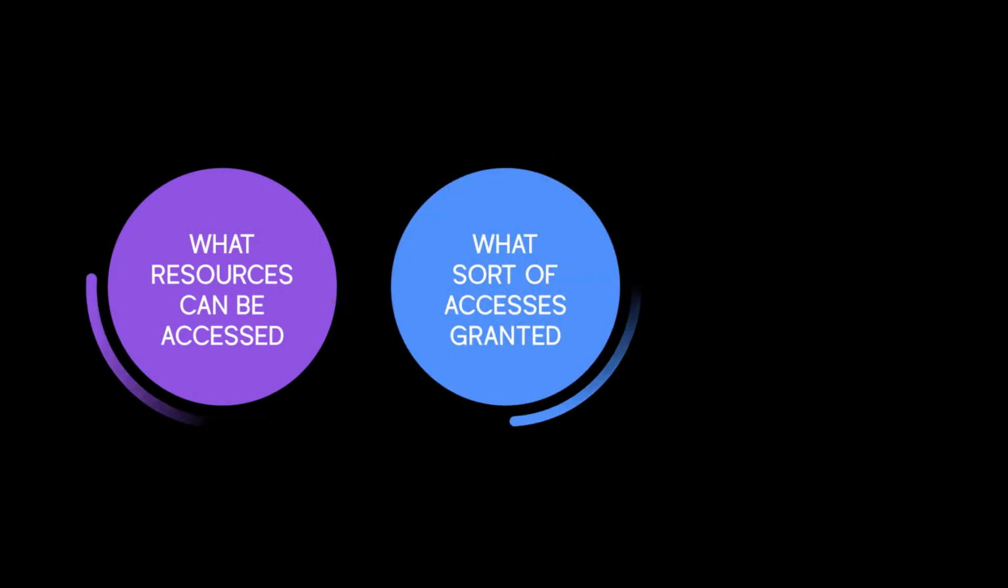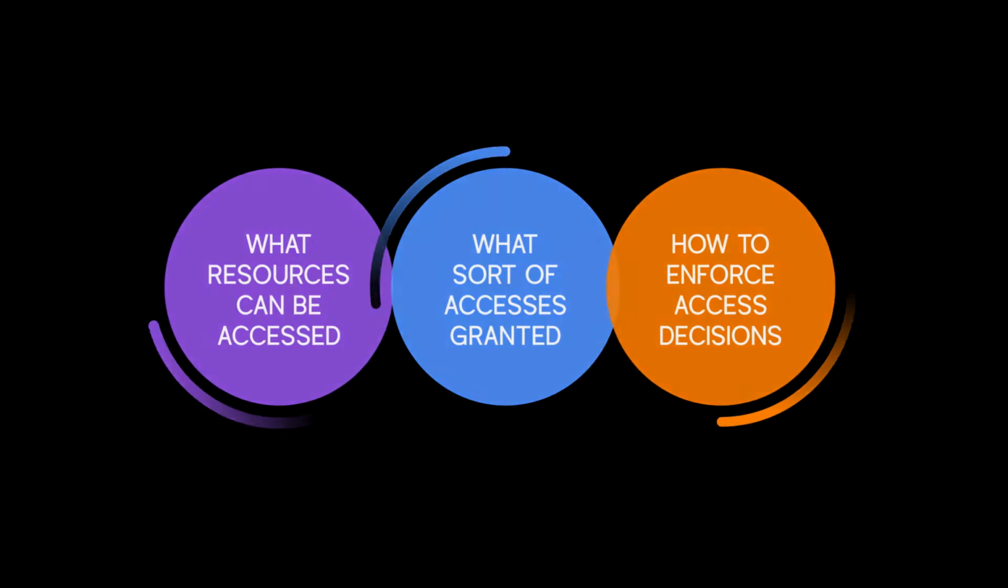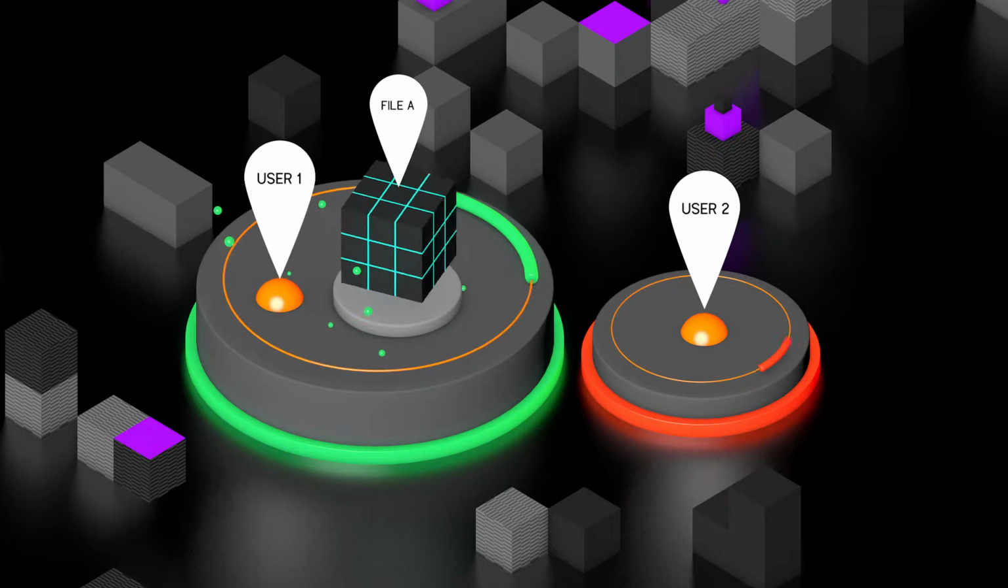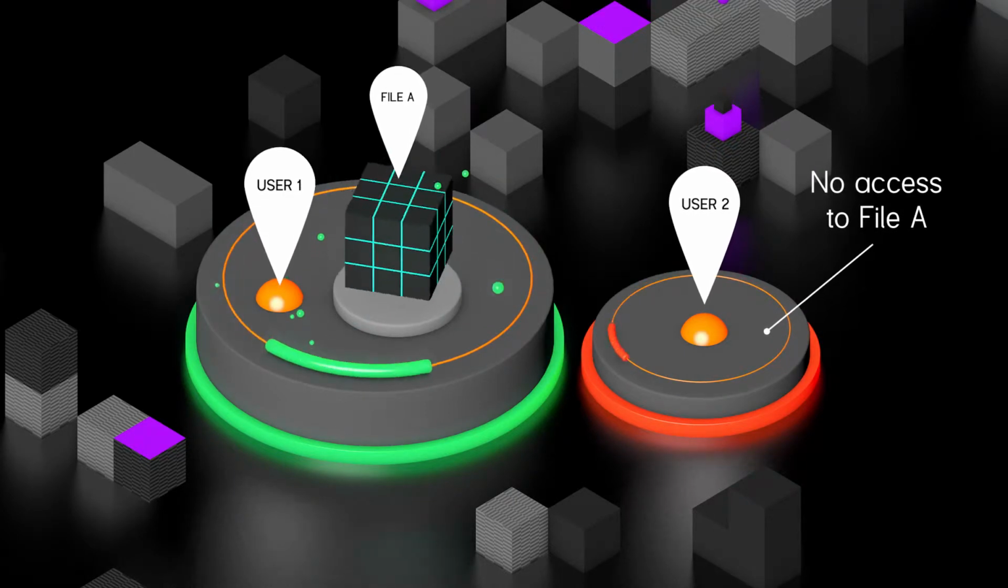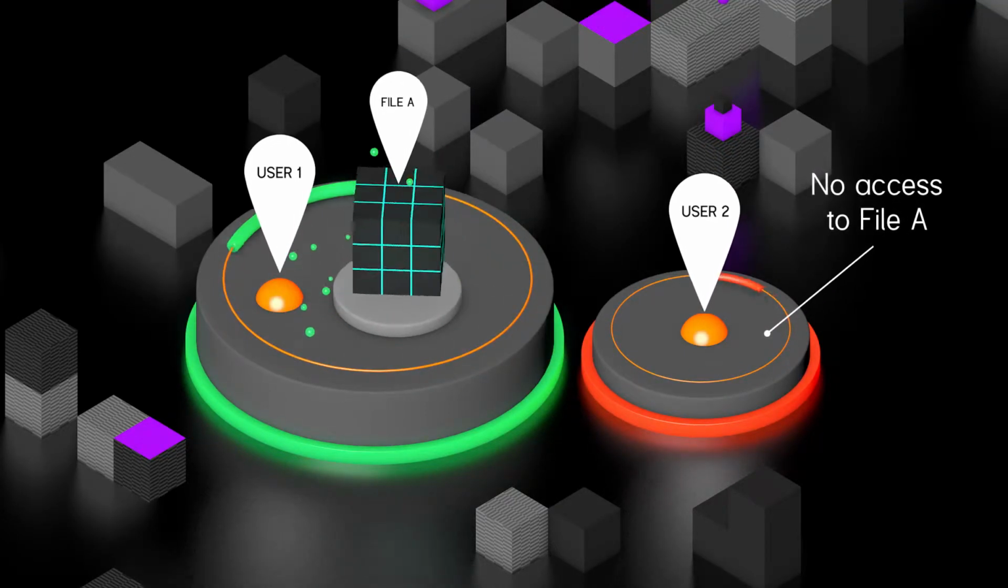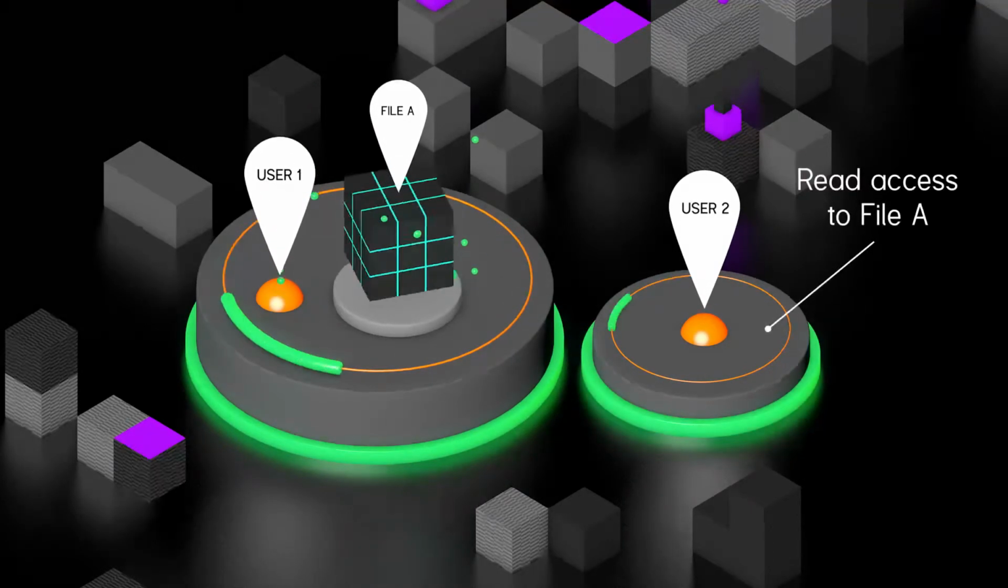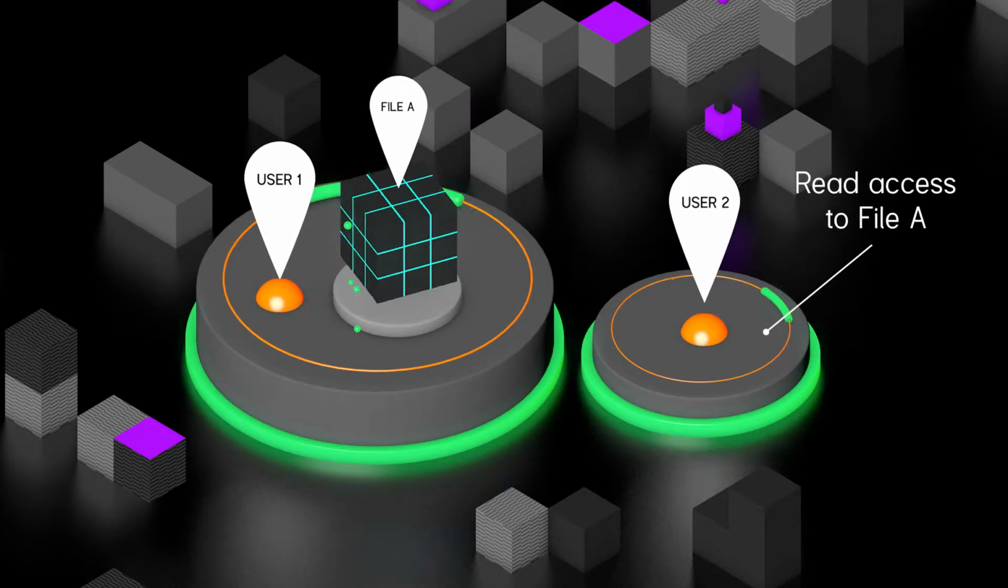We need also to decide what resources users can access, what sort of accesses should be granted to them, and how these decisions can be enforced. One major and very common mechanism is discretionary access control, or DAC. This is where individual users are allowed to specify the access rights of other users. Here, user 1 is the owner of file A. User 1 can grant access permissions to other users and grants read access to user 2. User 2 can now read file A, but cannot write to it.